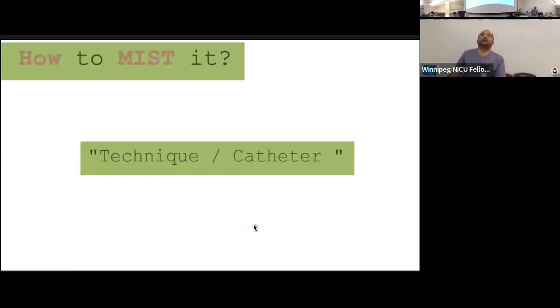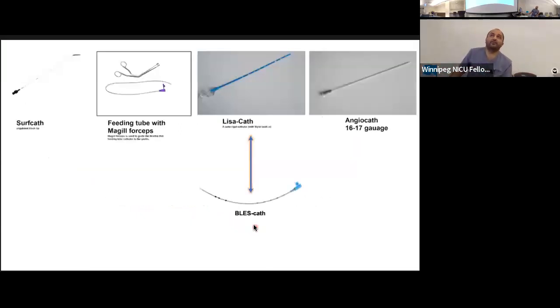Now the technique, the catheter. All of us know that we have different kinds of catheters for surfactant administration. When I arrived here in Winnipeg, I found that the NGO catheter was the one predominantly used. And then I got to know that we had the Surf catheter and the Blessed catheter. And from the old LISA description, they used the feeding tube with or without Magill forceps.